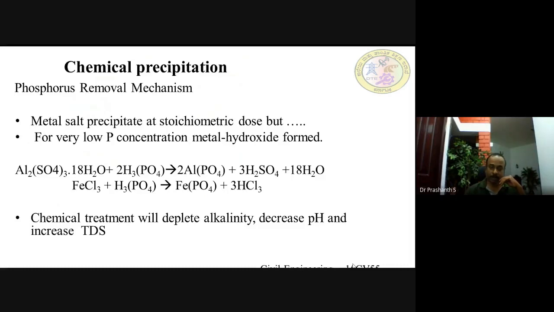The mechanism is simple. Alum is added to the wastewater which has phosphates. Aluminum phosphate is formed. FePO4 is formed. Understand? They are going to settle down, take it out, but disposing that sludge is a tough task. And if you check the quality of wastewater coming out of the chemical precipitation, definitely there is a decrease in pH, the alkalinity has come down, and there is an increase in the TDS because of the addition of chemicals. So, because of this, the researchers have started thinking about finding a new process.